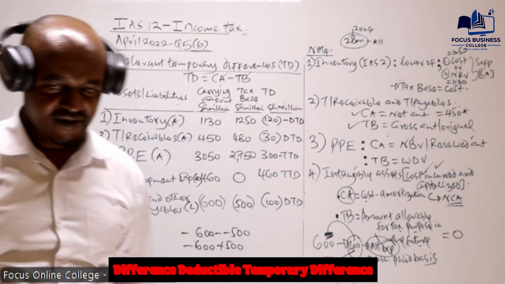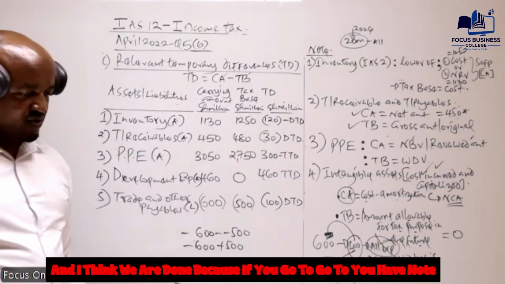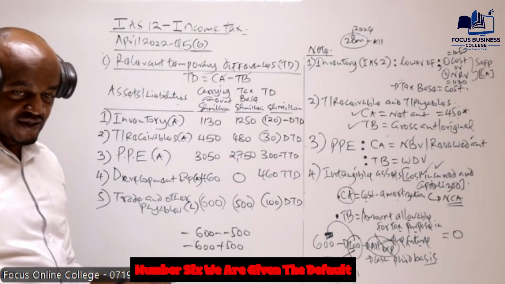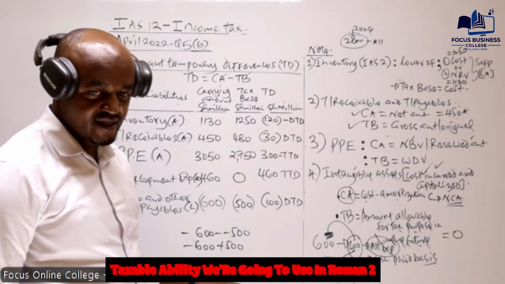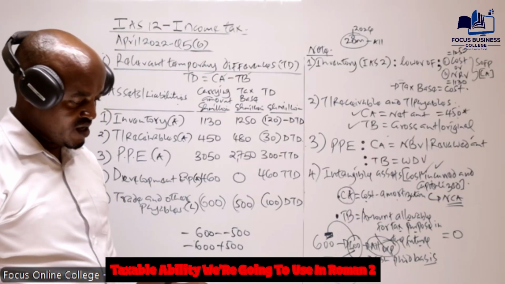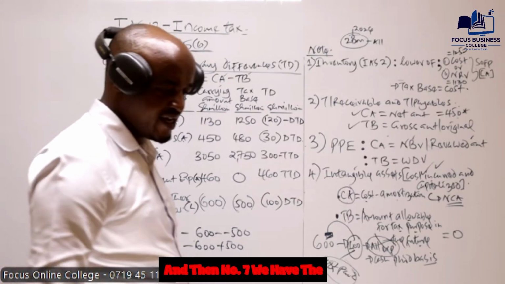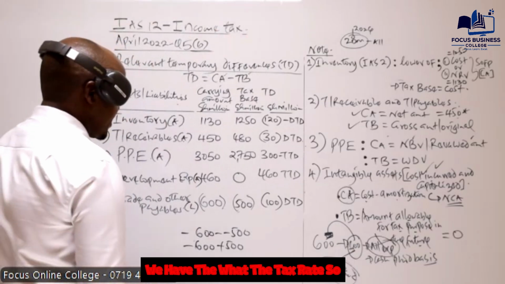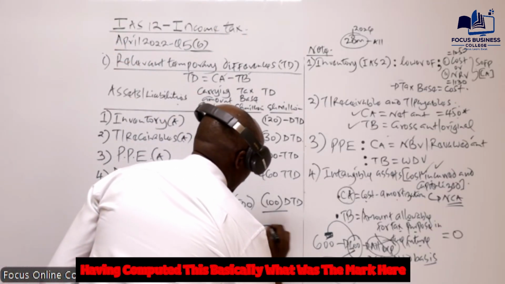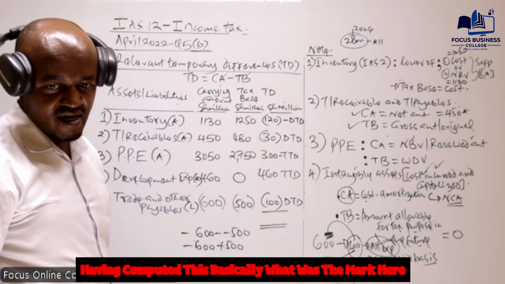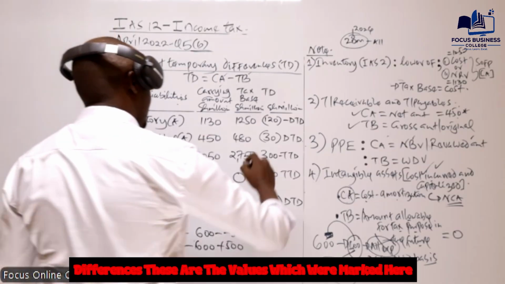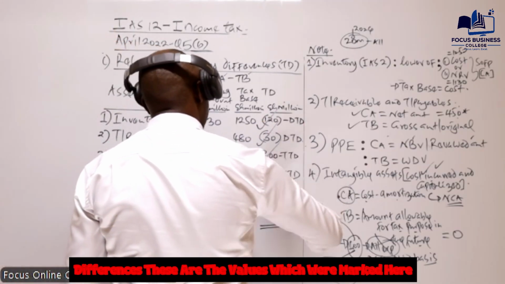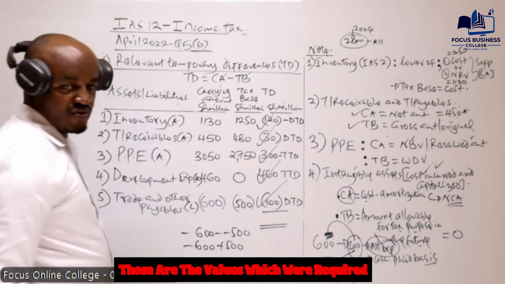Deductible temporary difference. And I think we are done, because if we go to note number 6, we are given the deferred tax liability, which we are going to use in Roman 2. And then number 7, we have the tax rate. Having computed this, these are the temporary differences which were marked here. Those are the values which were marked.